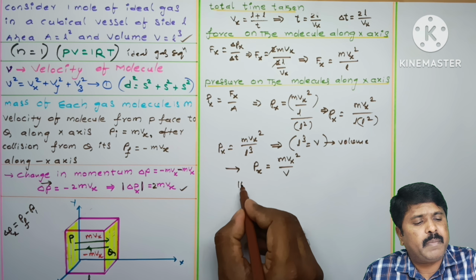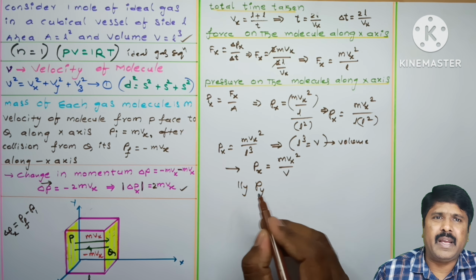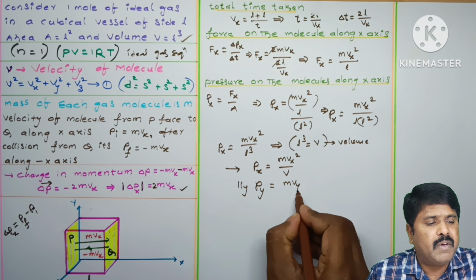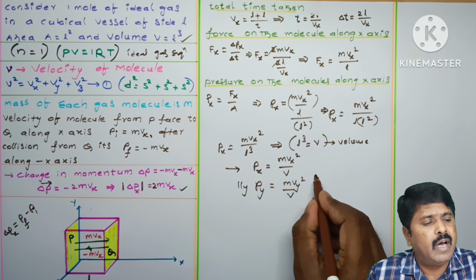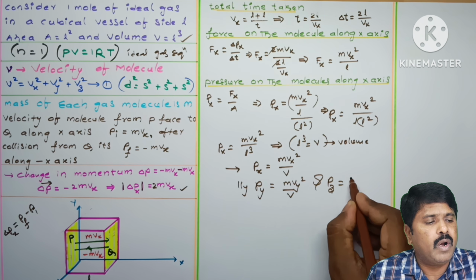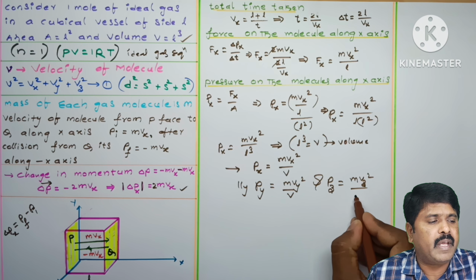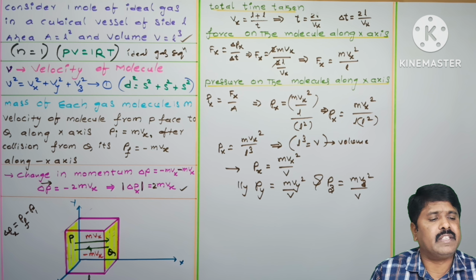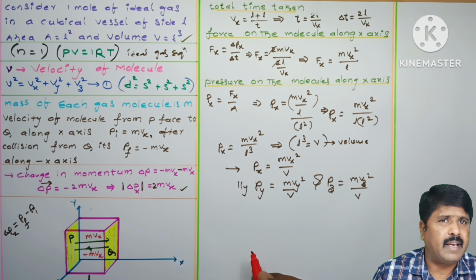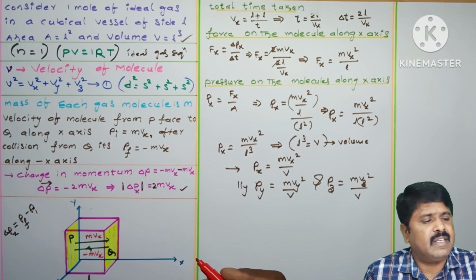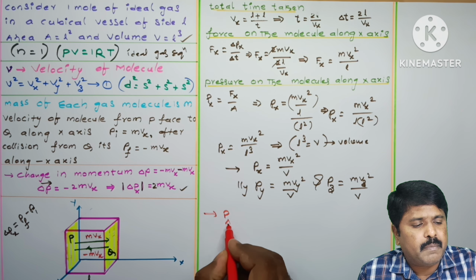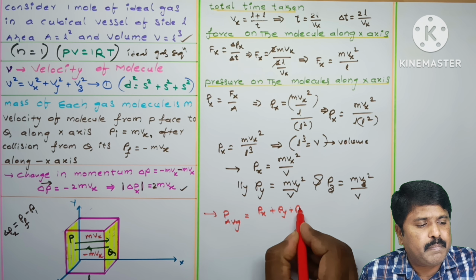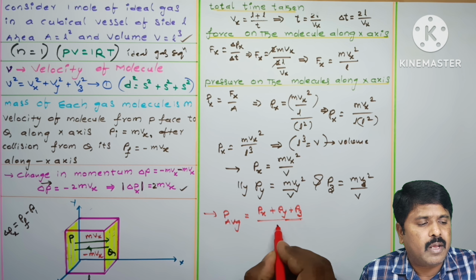And similarly, I can write Py, no need to do the derivation again. Writing along the y-axis, pressure is equal to mvy square divided by V, and also Pz is equal to mvz square divided by V, the volume. Okay, student, and then continuing, in the next step we will discuss the average pressure along the x-axis, y-axis and also z-axis. See there, I'm writing P average, which is equal to Px plus Py plus Pz divided by 3.